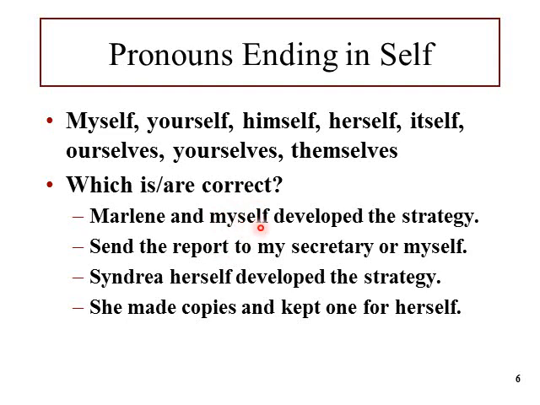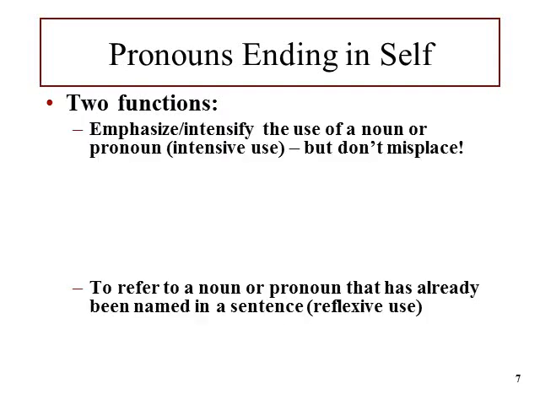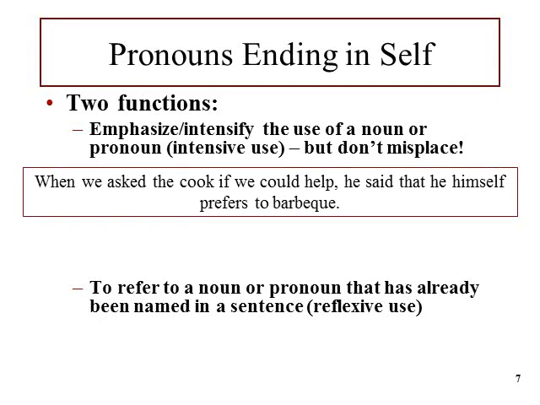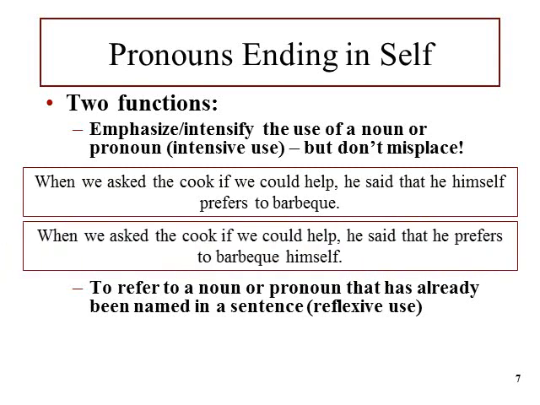Never use this kind of pronoun in the subject and never use it as the object. There are only two ways in which we use the self pronouns, and here they are. They can emphasize or intensify the use of a noun or pronoun. It's called the intensive use. Here's an example: when we asked the cook if we could help, he said that he himself prefers to barbecue. Not when we asked the cook if we could help, he said that he prefers to barbecue himself. And hopefully you can see what's crazy about that. The second one, he's putting himself in the barbecue.